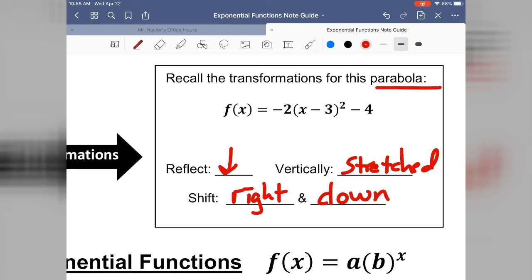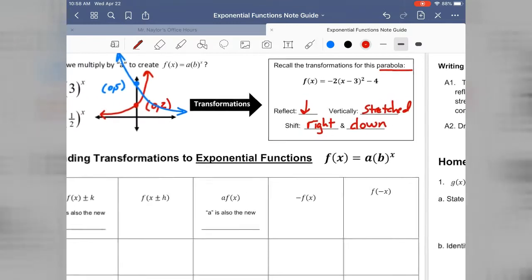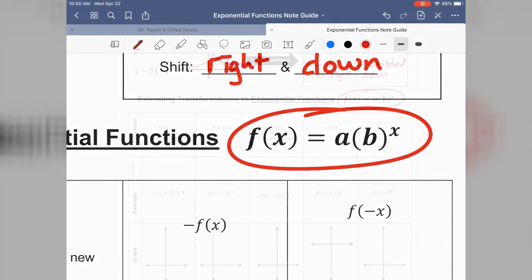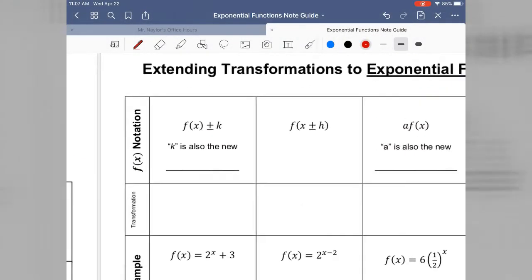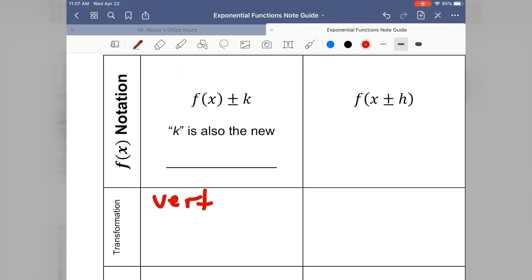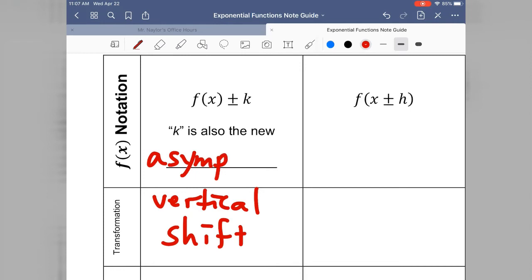Now, let's take these same transformations and let's apply them to the exponential equation a b to the x plus k. If we add k to the end of the function, that is always going to cause a vertical shift. It's going to take the points of the graph and shift them vertically. But you see, it's also going to shift the asymptote vertically, which means that k will become the value of the new asymptote.